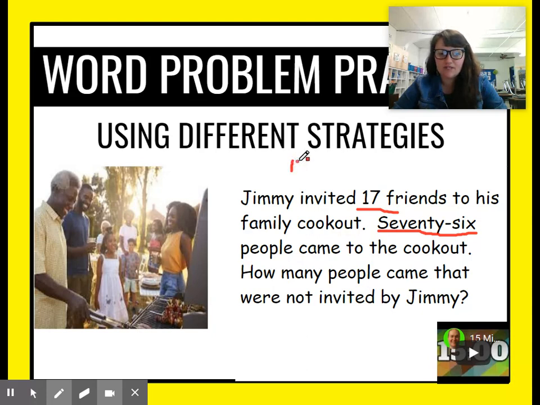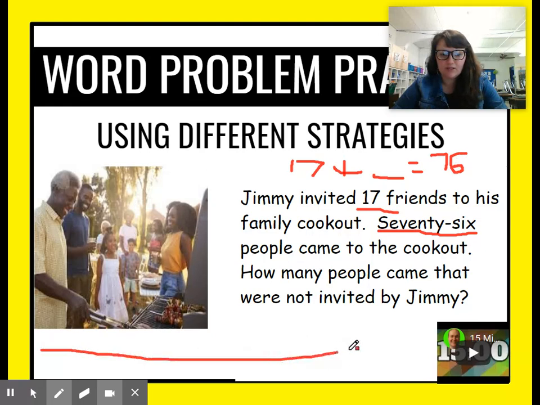So we have 17 plus something equals 76. We have to figure out what is missing. I'm going to draw a number line down here, and you can solve it any way you want to, but I'm going to use a number line. We have 17, our starting number, and 76 is our ending number. Now we have to figure out how many hops it takes to get from 17 to 76. So let's count by tens.